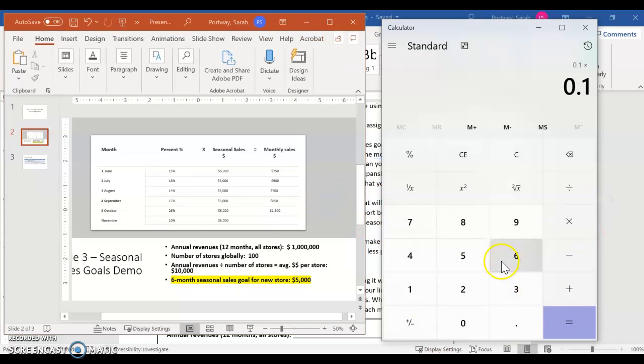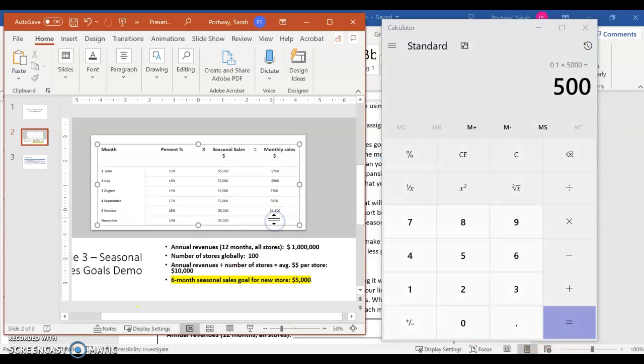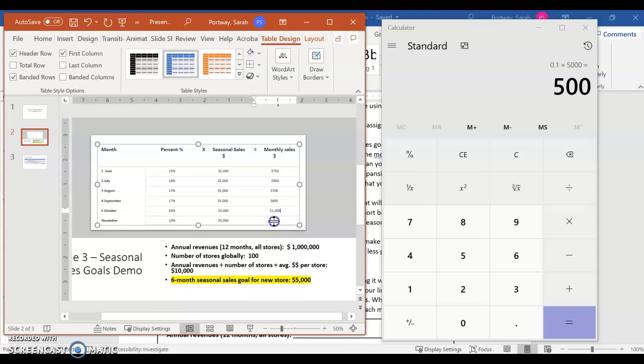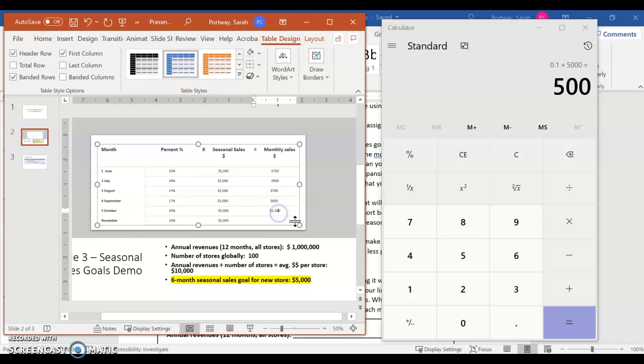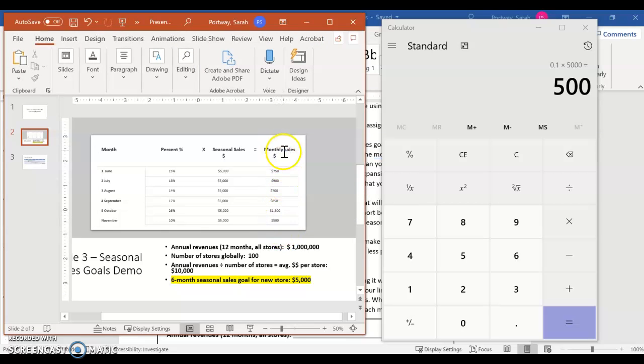Okay, so then we've got 10% times 5,000, which is 500. I should have known that one offhand. That was a bit silly. Here we go. Oh, come on, let me put it in there. $500. Boom. So that gives me my monthly sales goals for the whole time. So that means in June I need to sell $750 to meet my plan. In July I need to sell $900 to meet my plan.